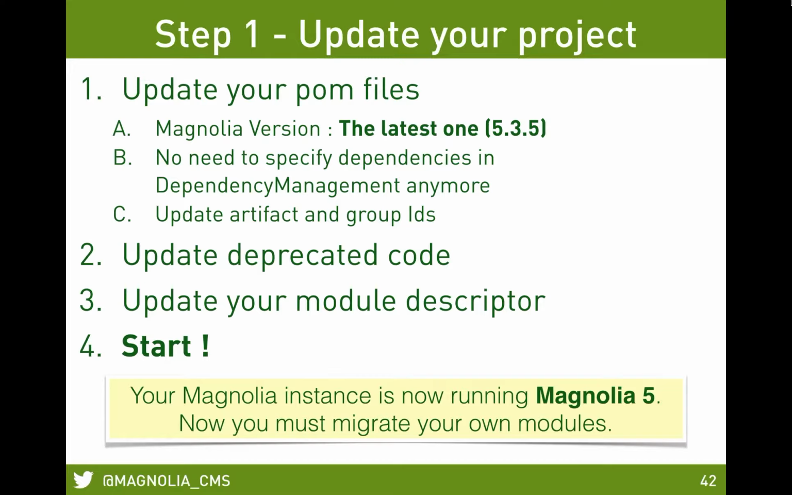There are some changes in the API, so you might have to change some code. For instance, since now the DMS does not exist anymore, we have a new API for the DAM, so you will have to move from the old DMS API to the new DAM API. You will have also to change your module descriptor to reflect the changes that you have done in the POM file, and now you can start. So you will have at the end a Magnolia instance up and running, but your module won't be migrated at all.